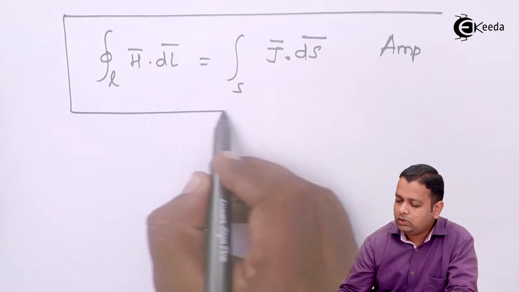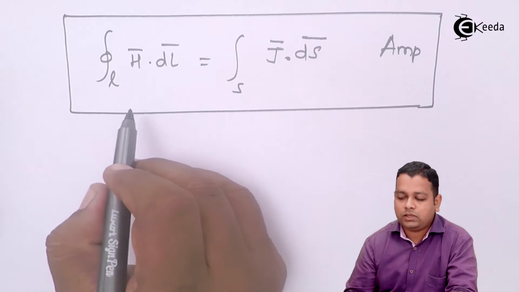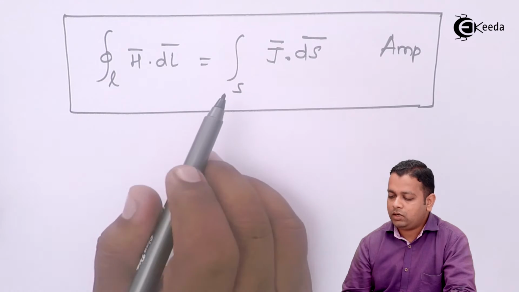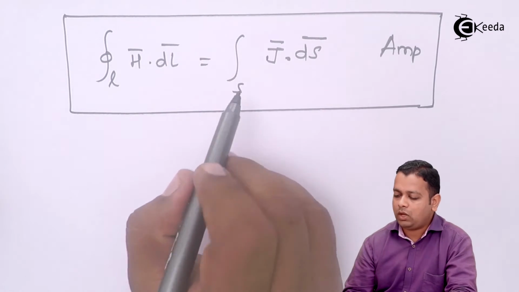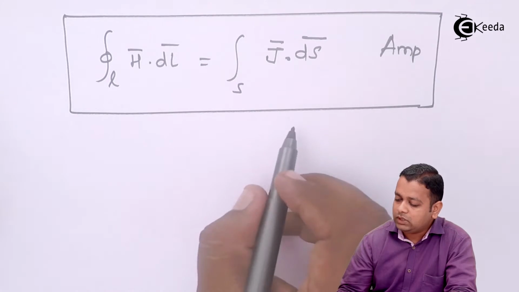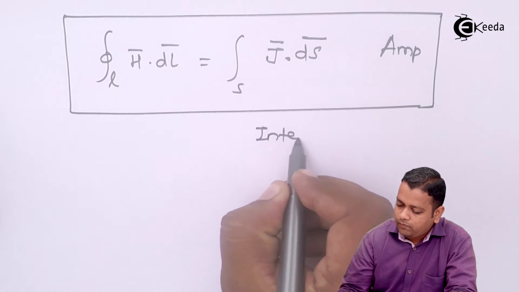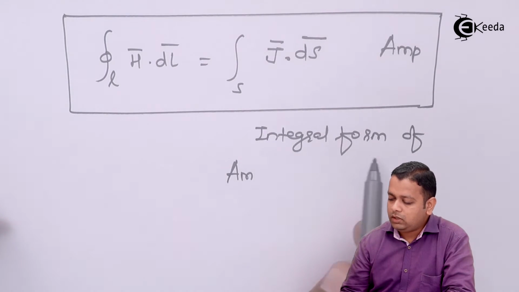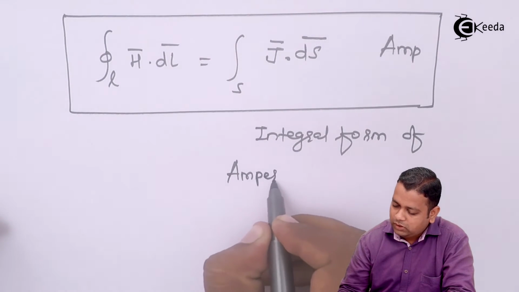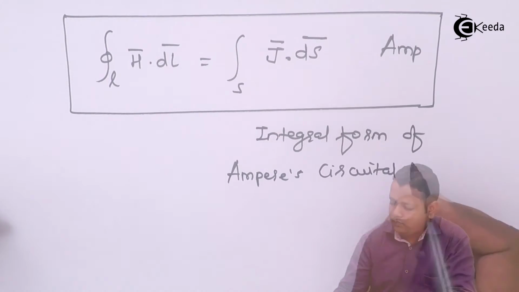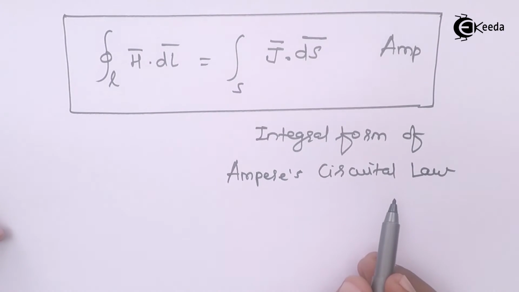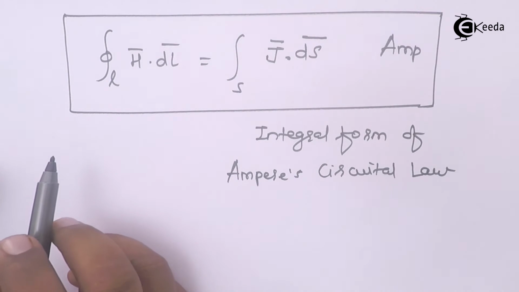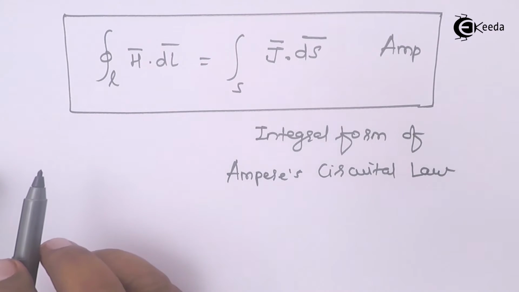So this becomes line integral on the left hand side, surface integral on the right hand side. Surface integral means double integral. It will involve two dimensions to have integration. So this becomes the integral form of Ampere's circuital law. Ampere's circuital law involves circulation of magnetic flux lines representing the directions of magnetic field intensity.